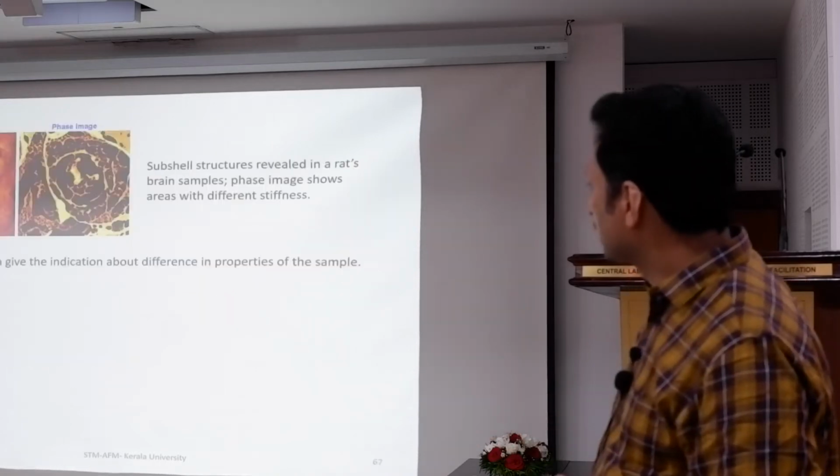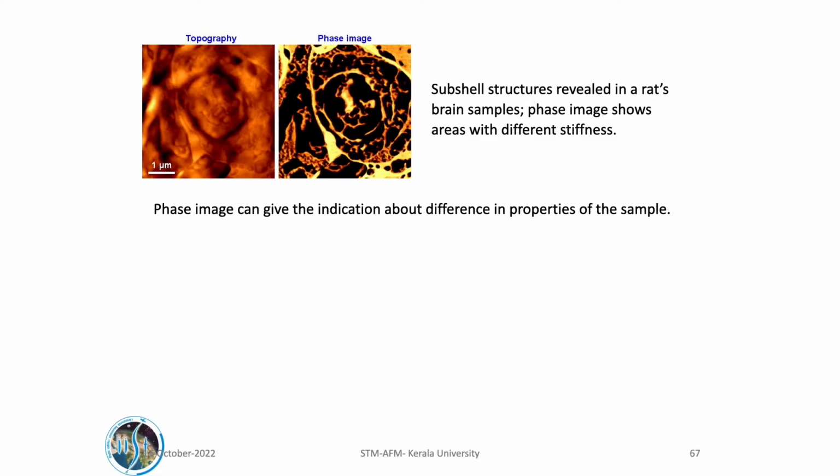Okay, this is an example. This is a mouse brain, okay, rat's brain sample. So this is the topography, means height image. Okay, at the same time phase image is this one. Okay, it's measured at the same time because we are getting phase, amplitude and topography at the same time, because it's just one scanning only.